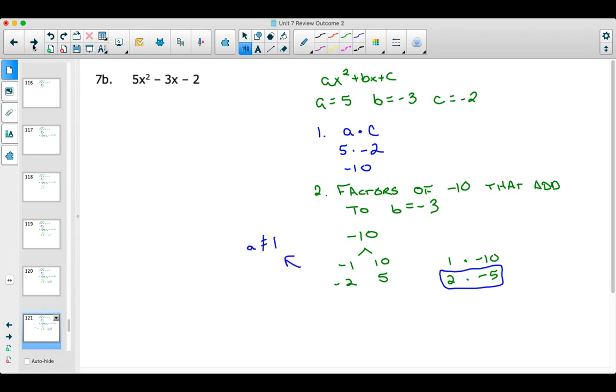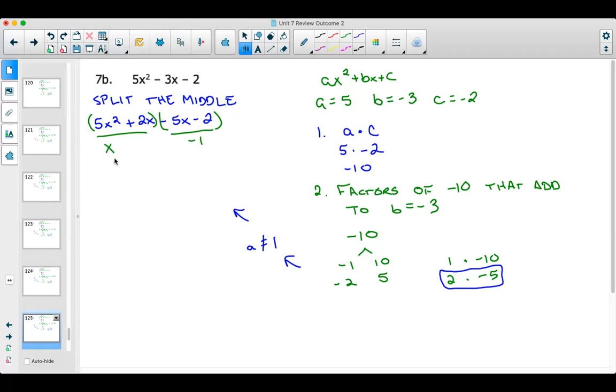I split it up into two parts here. My GCF for the first half is x, and my GCF for the second half is negative 1. My GCF goes out front, and then I divide. 5x squared divided by x gives me 5x. 2x divided by x is just 2. This is a negative 1, so negative 1 goes out front here. Negative divided by negative gives me a positive 5x. And then negative 2 divided by negative 1 gives me a positive 2.